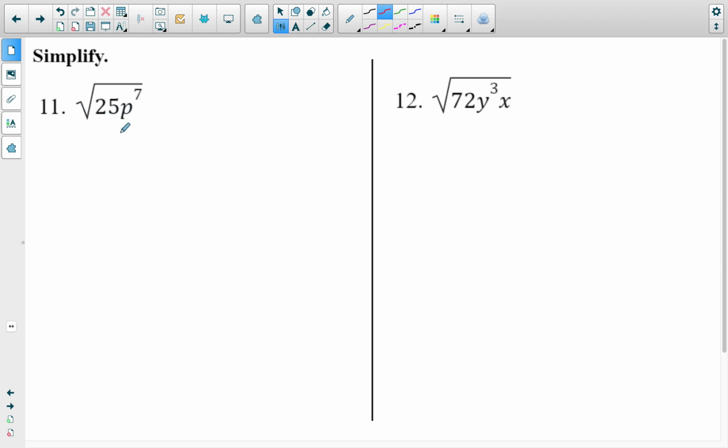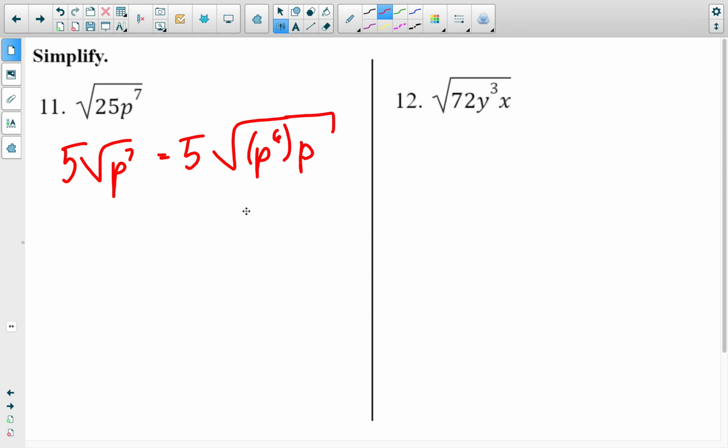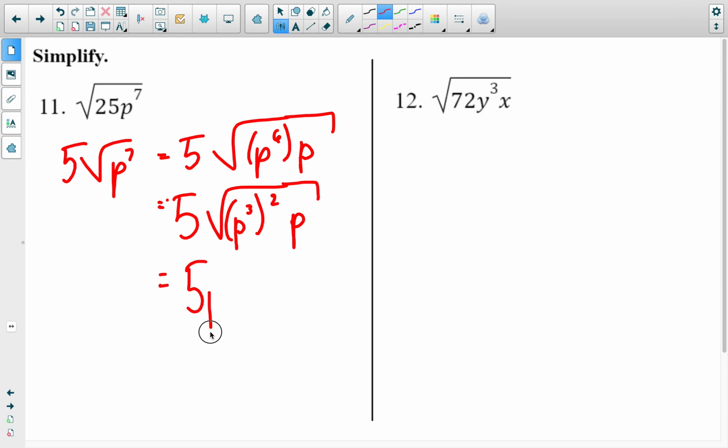All right, 25p to the 7th. A couple ways to think about it. You could say, oh, I know the square root of 25 is 5, and then how do I deal with this p to the 7th? 5 and then p to the 6th times p, and then that p to the 6th can be rewritten as p to the 3rd squared, and then it's going to come out front as a p to the 3rd, and then the square root of p is left inside.